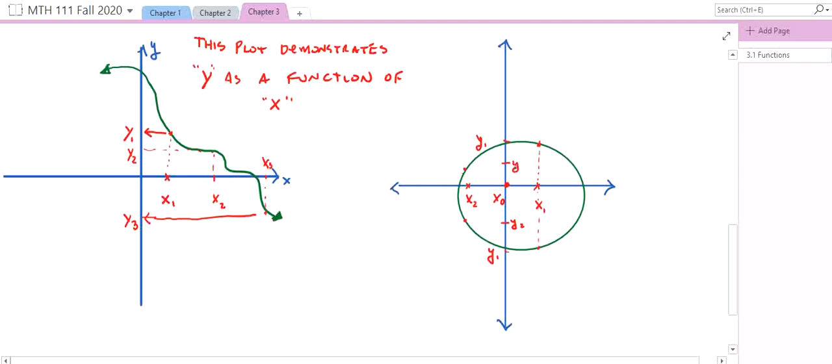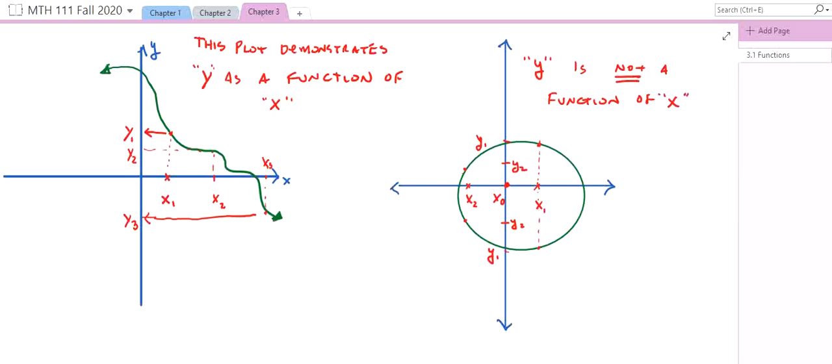We could have x2 over here, and you'll see that we'll have a y2 here and a y2 up here. So for one x value, in this case, y is not a function of x. So function over here, not a function here.